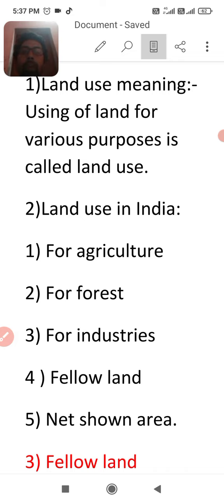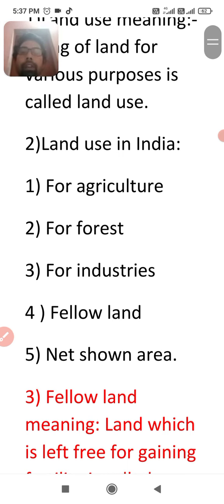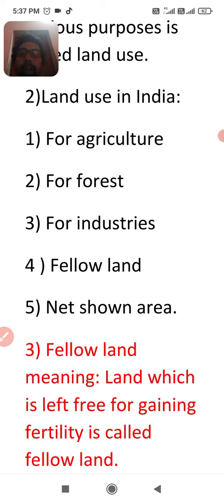First, land is used for agriculture, for forest, for industries, for fallow land, and for net sown area. I think you got that agriculture, forest and industries are the major points, but the typical point in the lesson is fallow land. So we are going to discuss it in the next point.